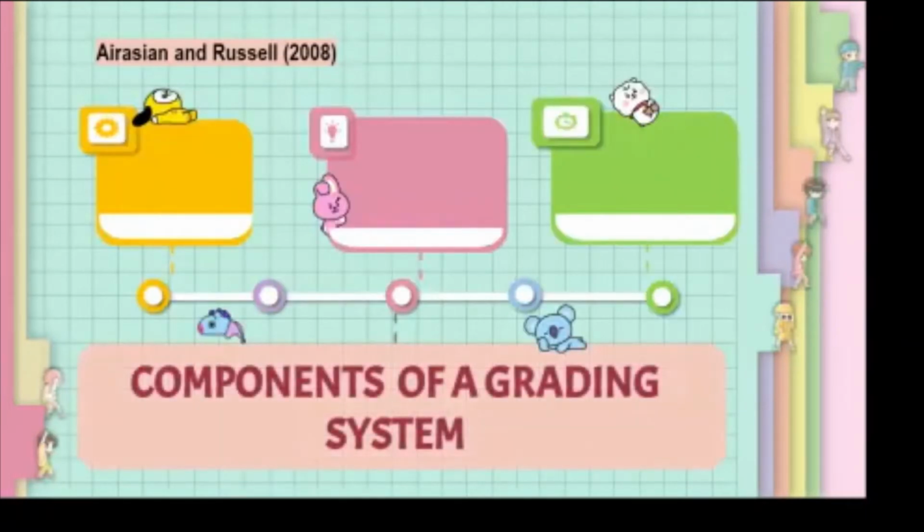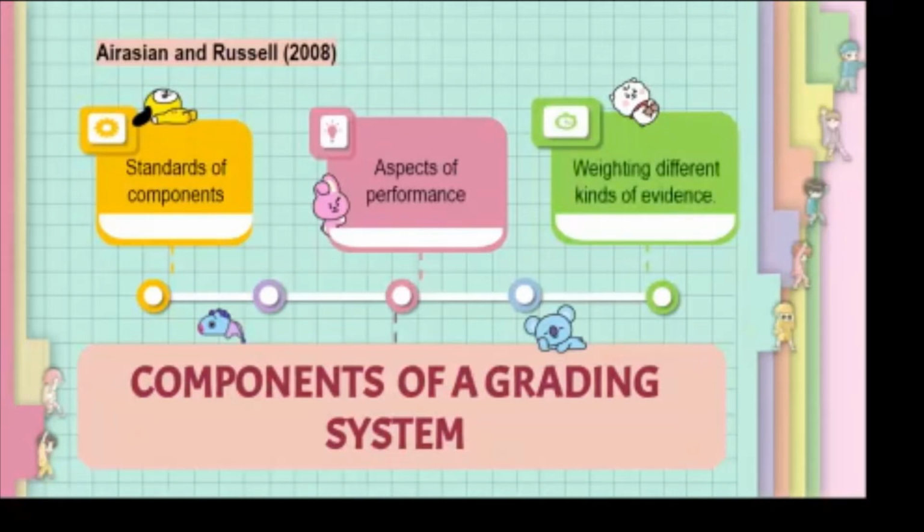We'll be tackling the components of a grading system. According to Airasian and Russell 2008, there are three components of a grading system. The first is standards of components. Second is the aspect of performance. Third is weighting the different kinds of evidence.